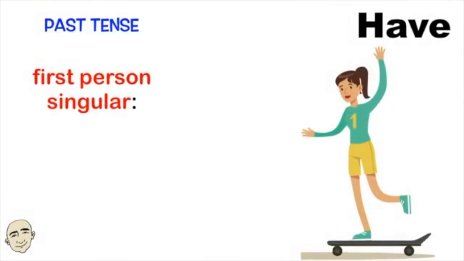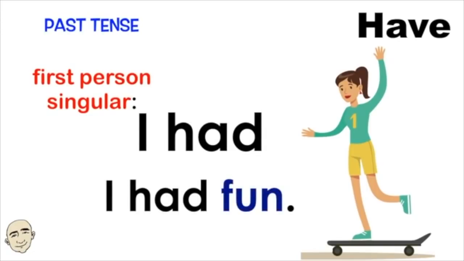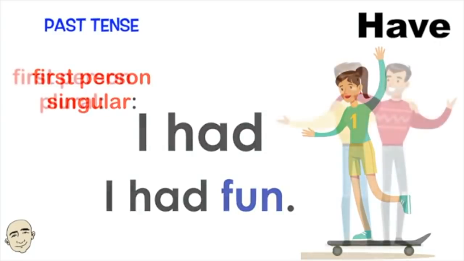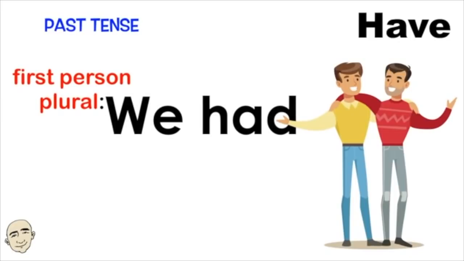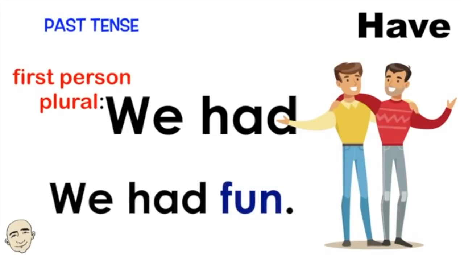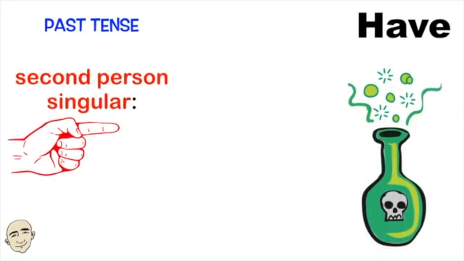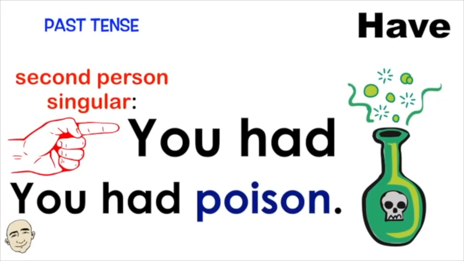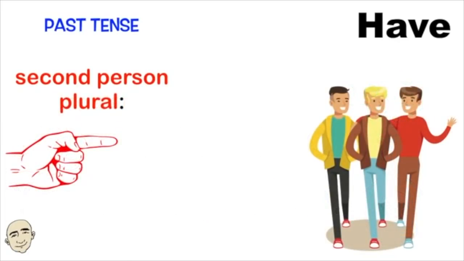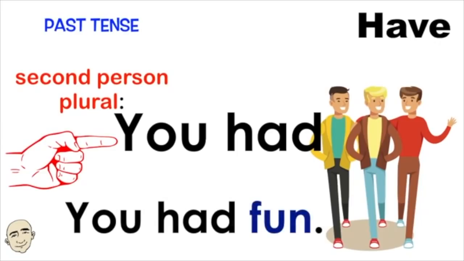Past tense, first person singular. I had fun. First person plural. We had fun. Second person singular. You had poison. Second person plural. You had fun.